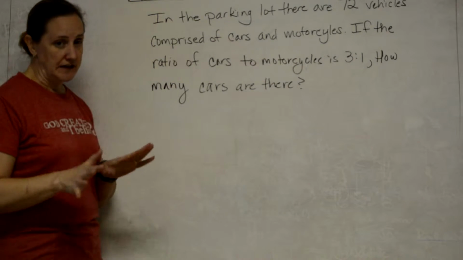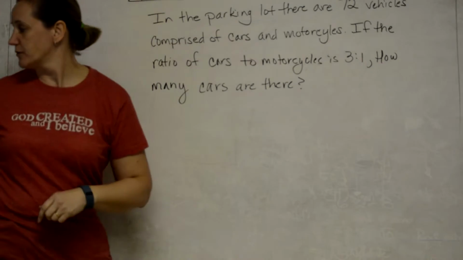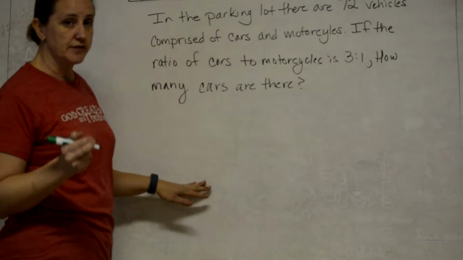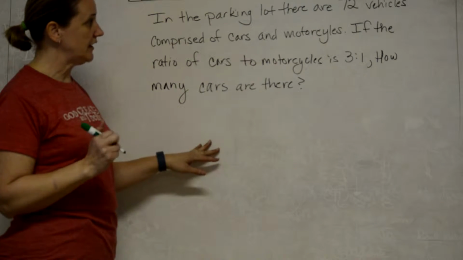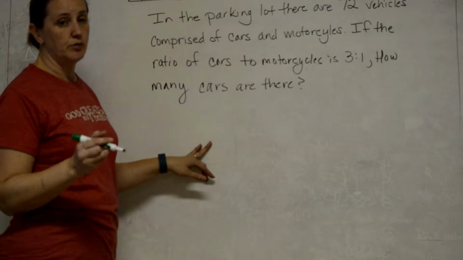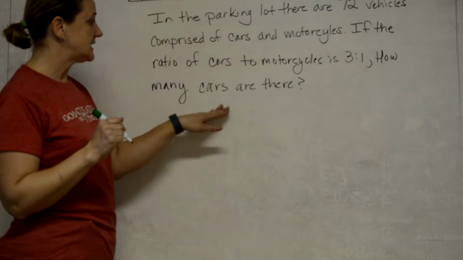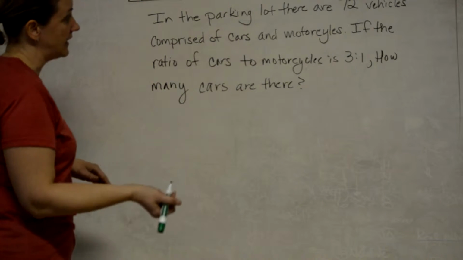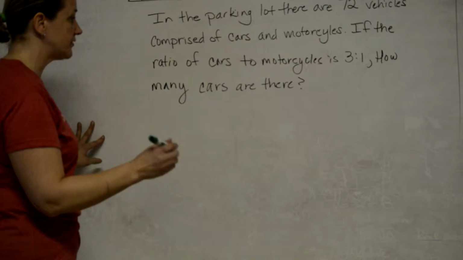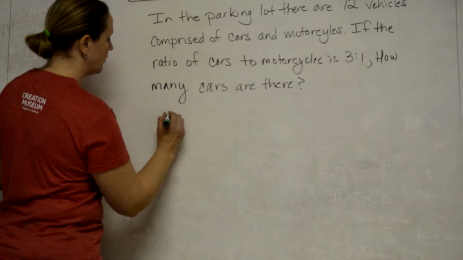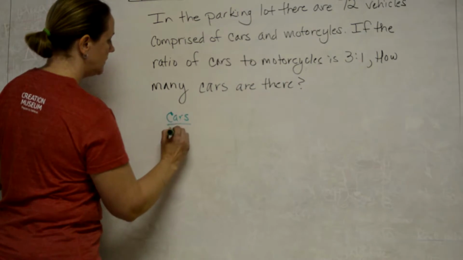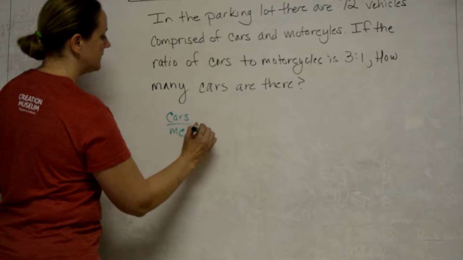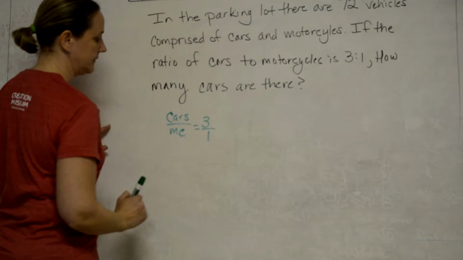Now this is a very simple one. What we're going to do is set up all the possible ratios that you would have if you were working with this. Then we'll look and see which ratio we need to answer this question. So if we have a parking lot with 72 vehicles and the ratio of cars to motorcycles is 3-to-1, I'll just call motorcycles MCs.